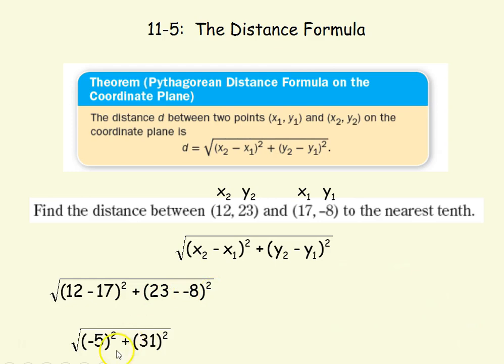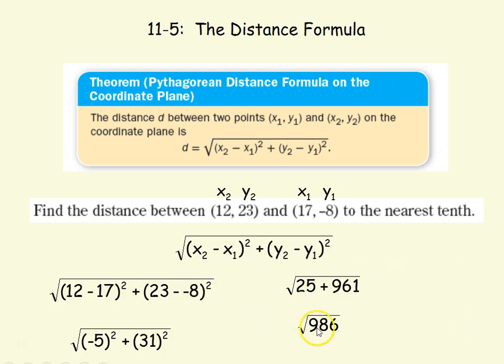So if we simplify this, we get negative 5. Negative 5 comes from 12 minus 17. 12 minus 17 is negative 5. And notice I still have that in the parentheses because that entire negative 5 will be squared. 23 minus negative 8 is like 23 plus 8. 23 plus 8 is 31. So we're going to have 31 squared. So now we do our exponents here. Negative 5 squared is positive 25, and then 31 squared is 961. Add those two together, and we get 986.